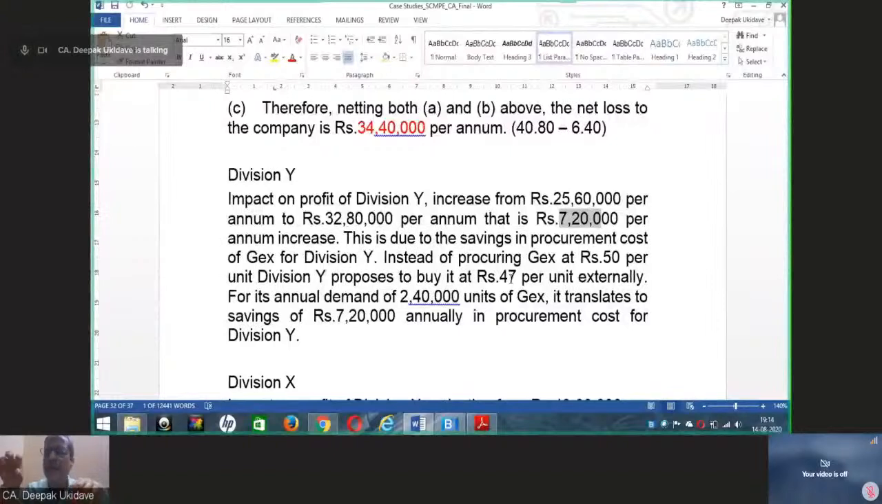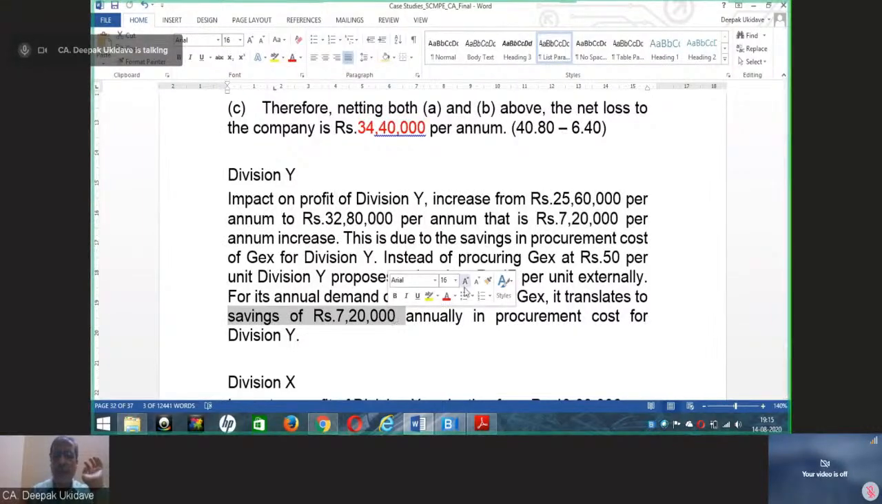Think only from the perspective of division Y. अब तक division Y कितने में purchase कर रहा था? Division X से 50 रुपए में procure कर रहा था. अभी 47 rupees में procure कर रहा है from the external supplier. So 3 रुपए का saving हो गया, 50 minus 47. On how many units? 2,40,000 units. Why 2,40,000? 1,20,000 multiplied by 2. So 2,40,000 unit पर 3 रुपए बच गया. So 24 into 3, 72. So straight away the saving of 7,20,000 for division Y.